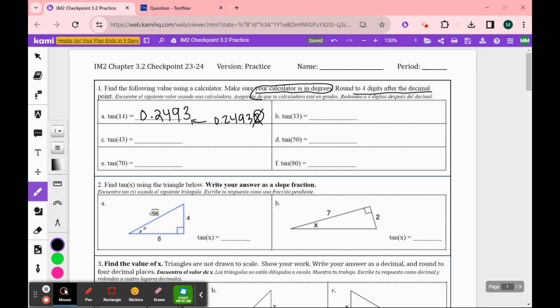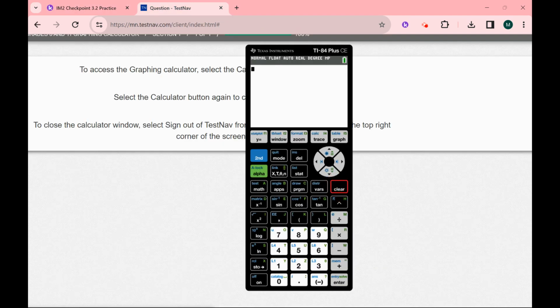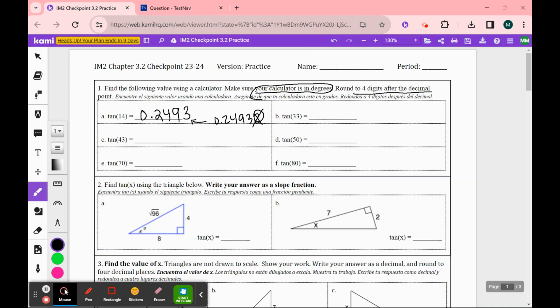Okay, tan 43. Another one, tan of 43. That's 0.93251. The 1 doesn't do anything, so my answer is 0.2593.